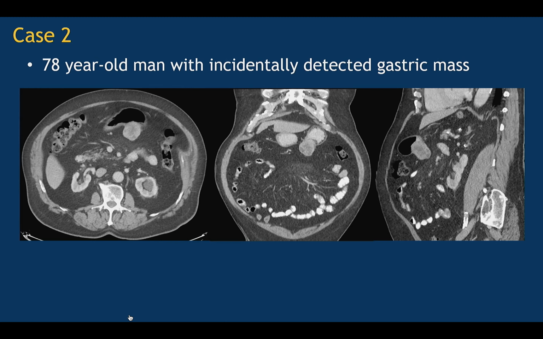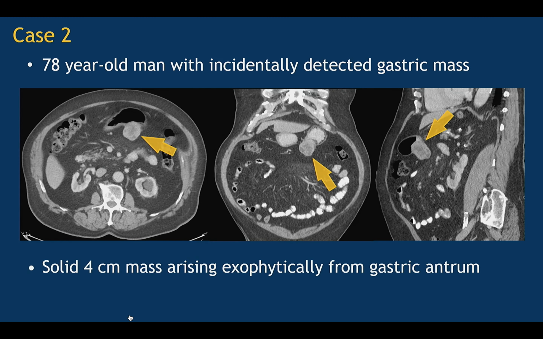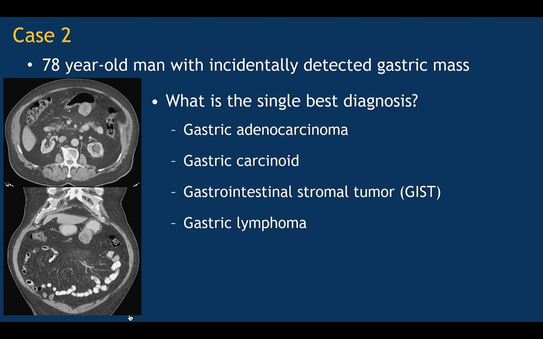Case 2 is a 78-year-old man with an incidentally detected gastric mass. So we have several images from a contrast-enhanced CT. There is a solid 4-centimeter mass arising exophytically from the gastric antrum. It demonstrates heterogeneous enhancement. What is the single best diagnosis for this solid exophytic gastric mass? Gastric adenocarcinoma, gastric carcinoid, a gastrointestinal stromal tumor, or gastric lymphoma?